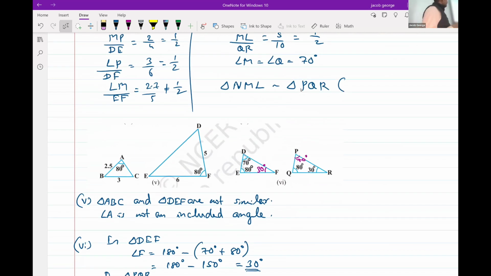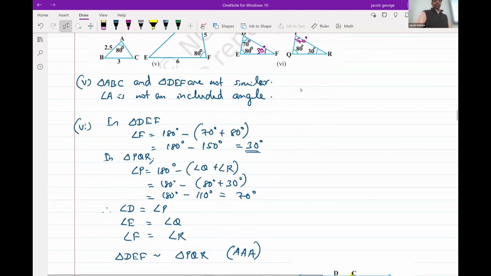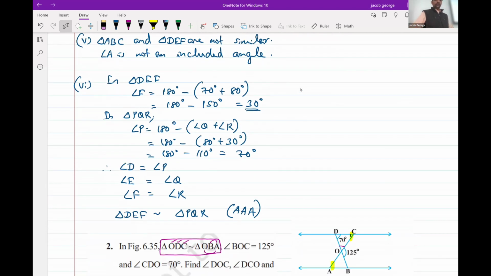The last one, an angle was missing. So here 70, then 80, and this type of question we have to find out the third angle. How do you find out the third angle? By the angle sum property, we can find out the third angle. Here all 3 angles are now equal. So are these similar? Yes. By what similarity criteria? AAA similarity criteria. So that is written in the last. So first question is fine, right?